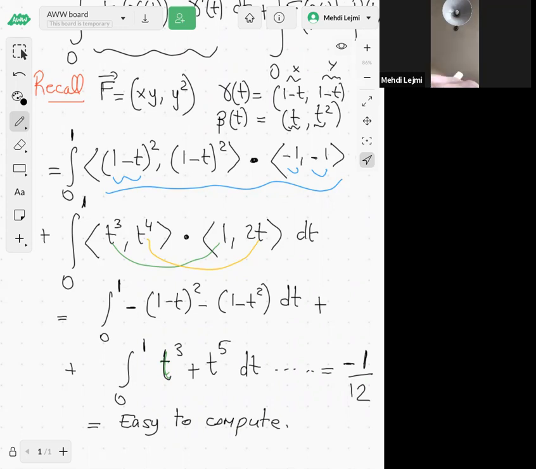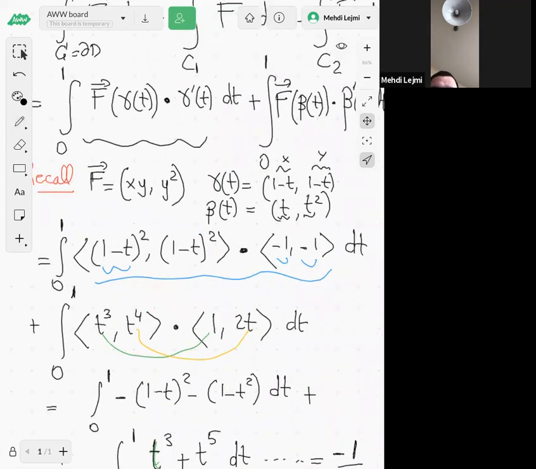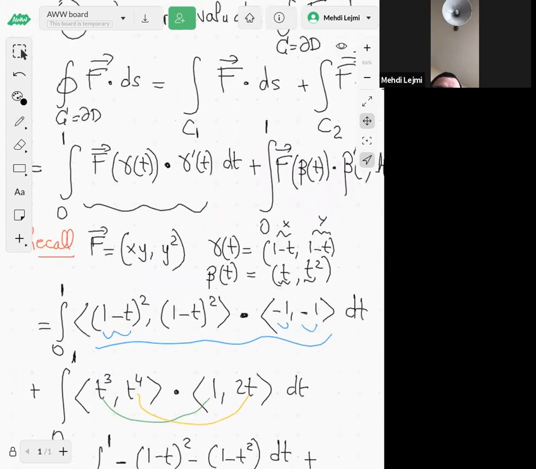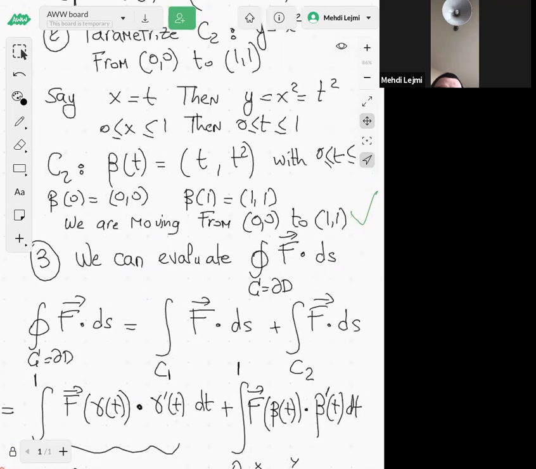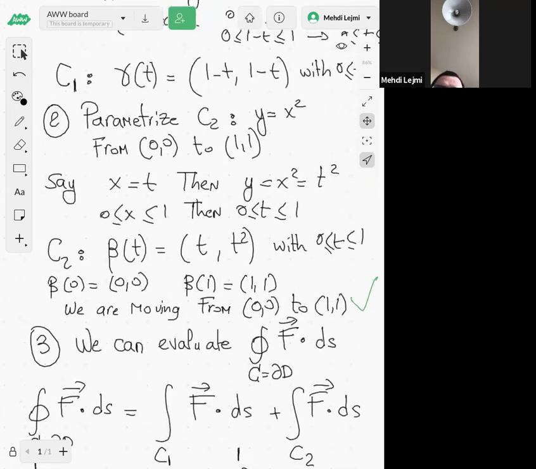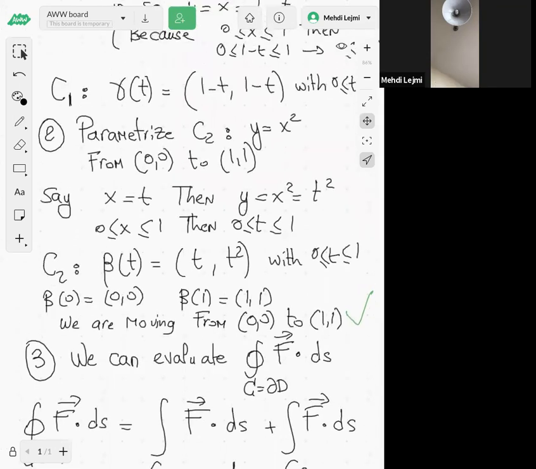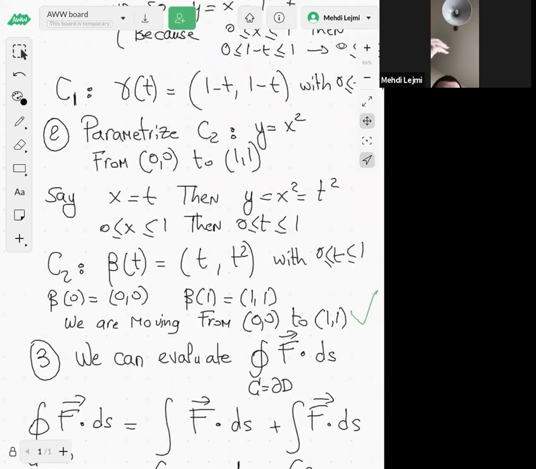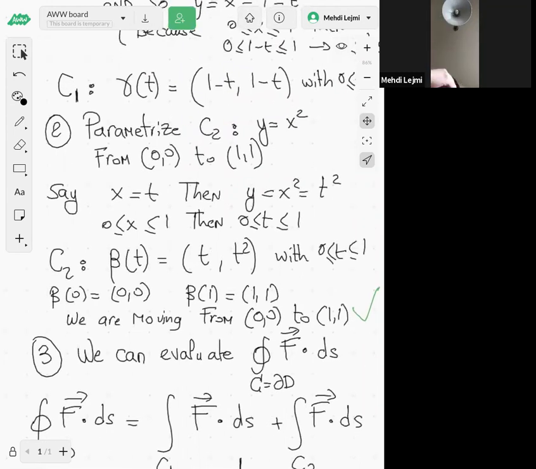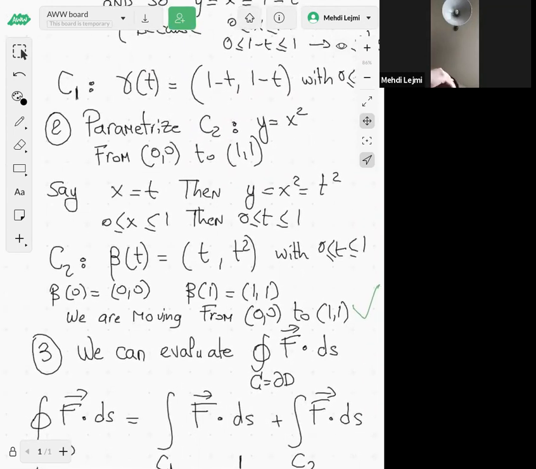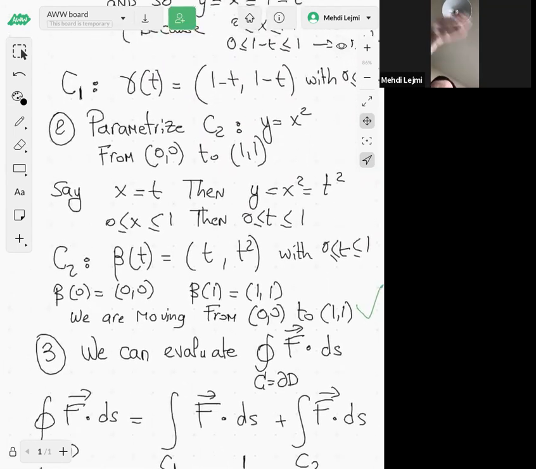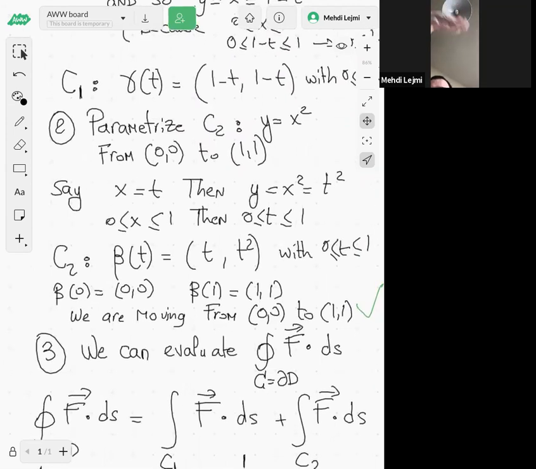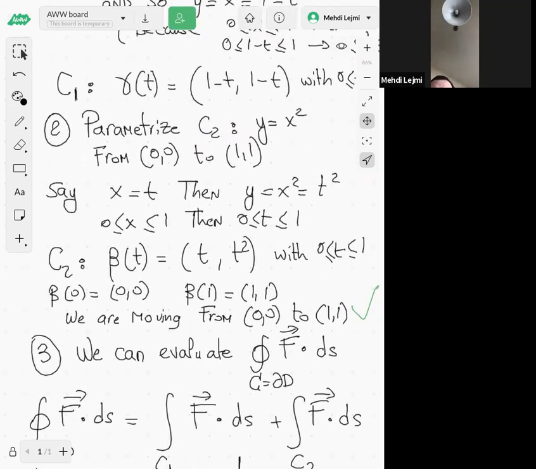So the hardest part in this, I would say, is to parameterize the boundary. You know the region D, but then you have to find the parameterization of the boundary. Most of the time, how do we parameterize the boundary? For example, your boundary is a line or a parabola, given by some equation, like y equals x squared or y equals x cubed. You can just say x is t, and then y would be equal to t squared or t cubed or whatever, right?